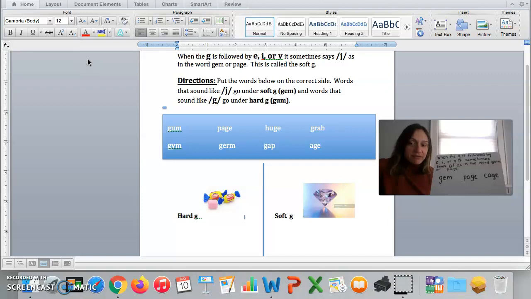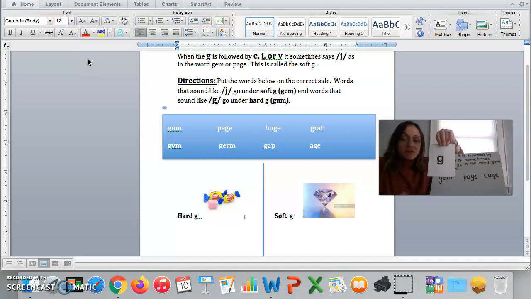Last week we learned about the soft C. So before this week, we're going to learn about the soft G sound. But before we learn about the soft G, let's trace and say the first sound that the C makes. C, cat, c. The second sound, C, ice, s. When the C is followed by E, I, or Y, it makes the S sound. Today, we're going to learn about the second G sound.